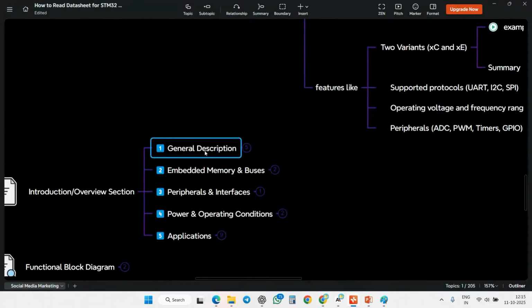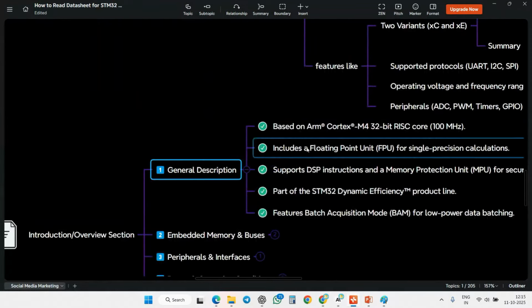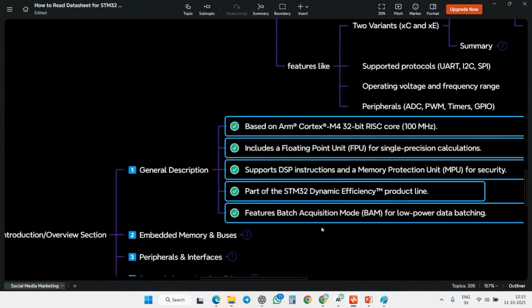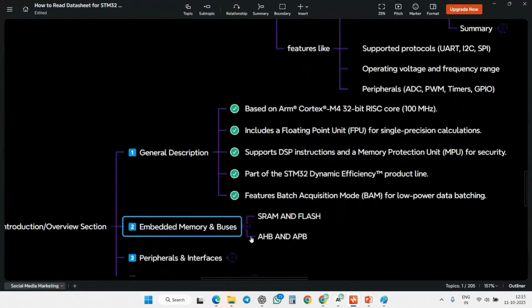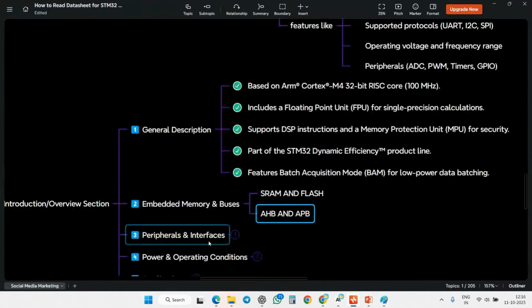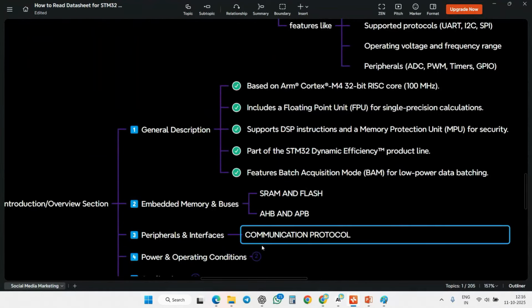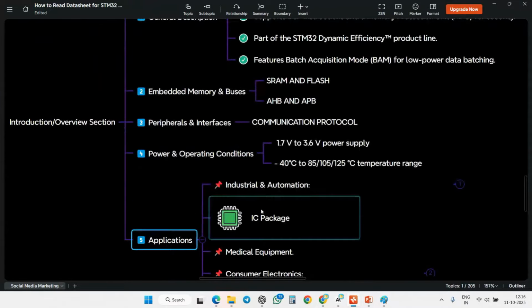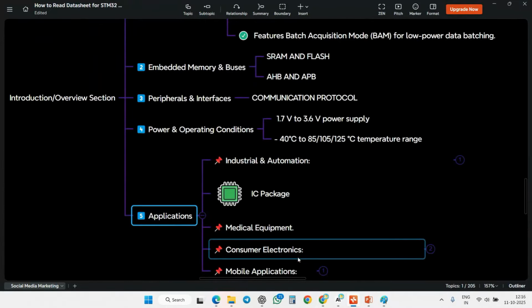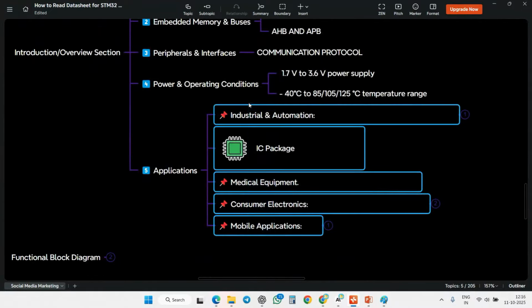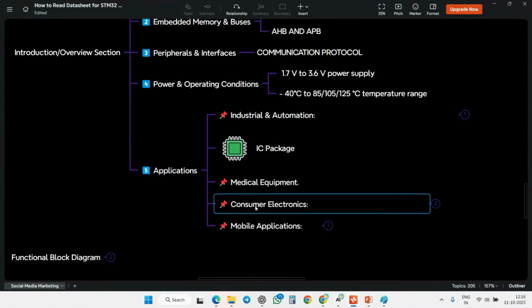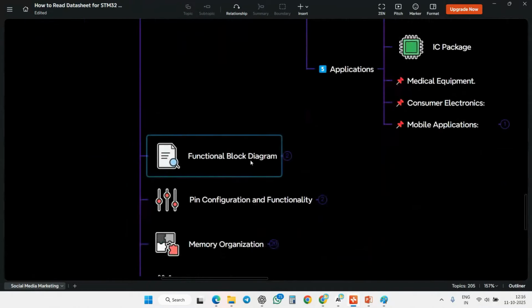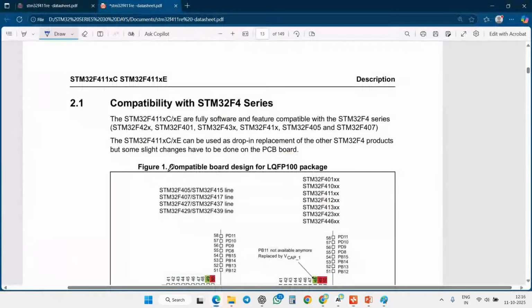In this introduction part, they have given the general introduction and the memory buses concept. What is the flash and the AHB bus? The peripheral interface protocols are given. What is the operating voltage and what are the applications? We already discussed that: mobile phones, mobile applications, consumer applications. And a very, very important part is the block diagram.